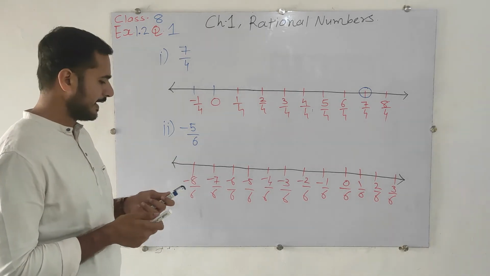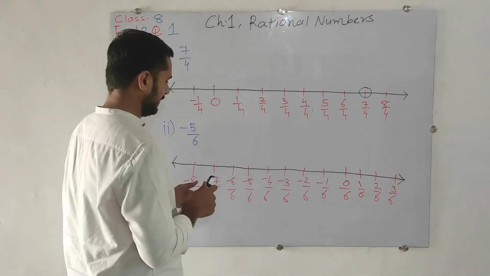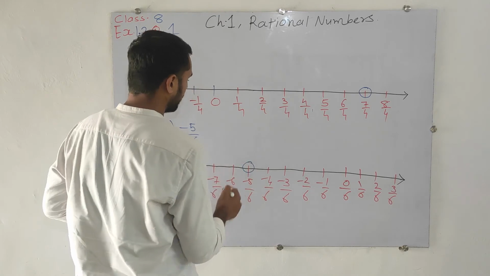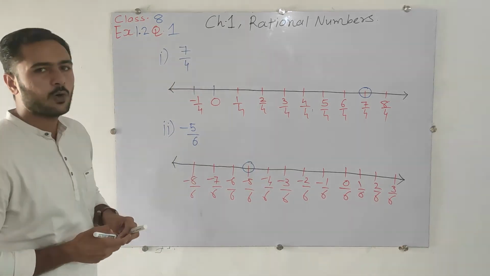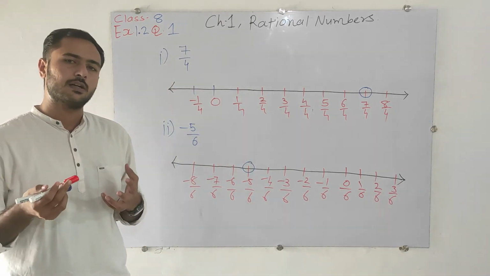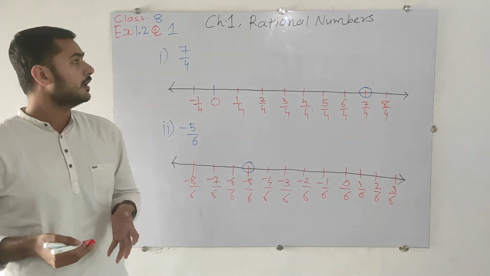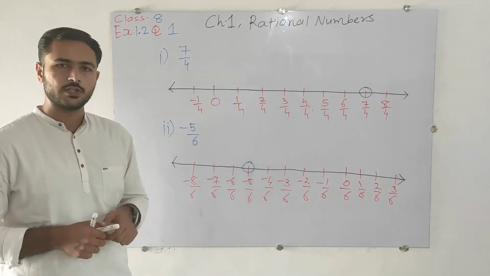Here we have to represent minus 5 by 6, which is here. You can see. Okay, that's the minus 5 by 6. So this is how we can represent the rest of the numbers on the number line. Now just pause the video and note it down.